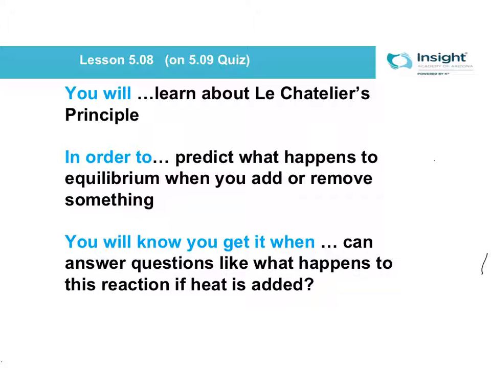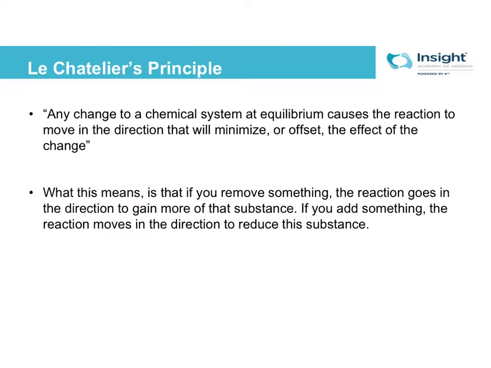This part here, heat being added, we'll actually discuss in more detail in next class. In this recording, we're just going to stick to the simpler way of thinking about this. Le Chatelier's principle is quoted as, any change to a chemical system at equilibrium causes the reaction to move in the direction that will minimize or offset the effect of that change.